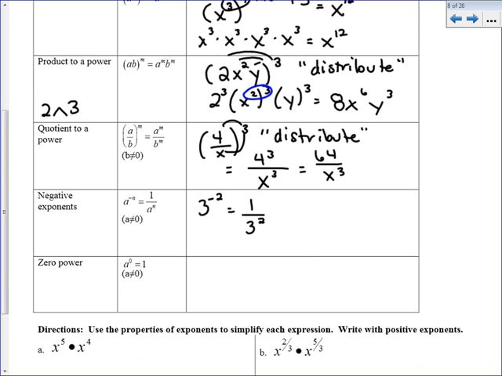Do you think that answer is simplified? No, what can I do to simplify that just a little bit more? Make that 3 squared into a 9.